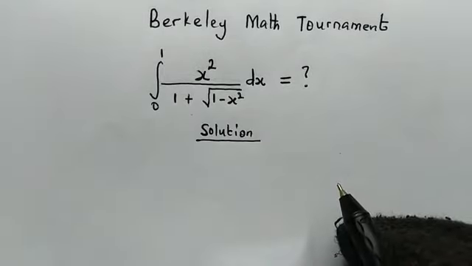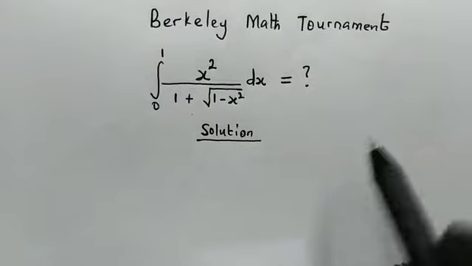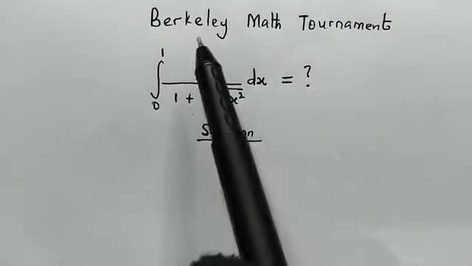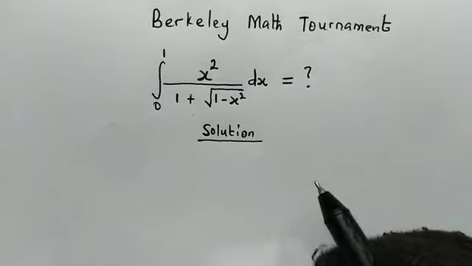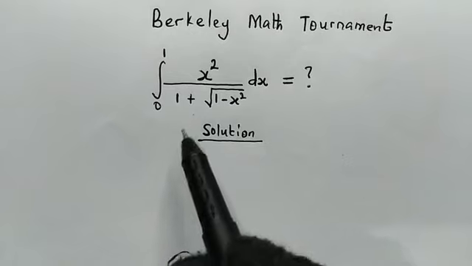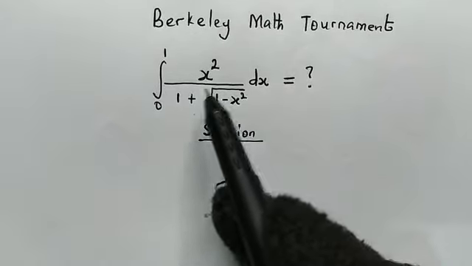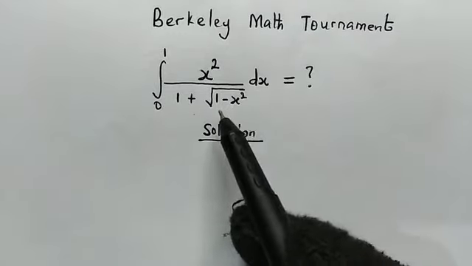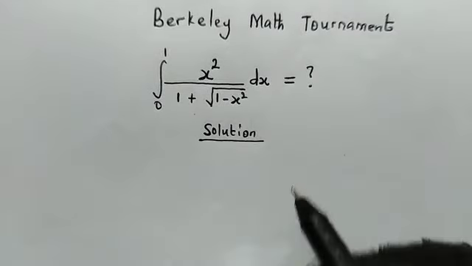Hello, you are welcome. Today we're going to evaluate this definite integral, and this is from the Berkeley Math Tournament. Here we have this integral as x goes from 0 to 1 of x squared divided by 1 plus root of 1 minus x squared dx.